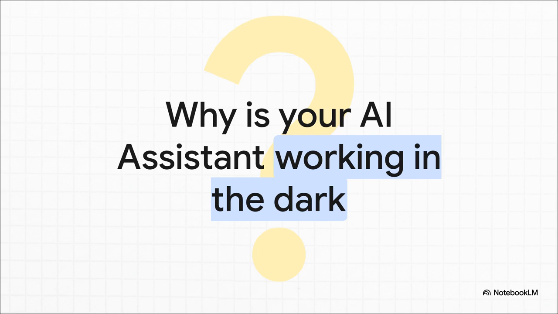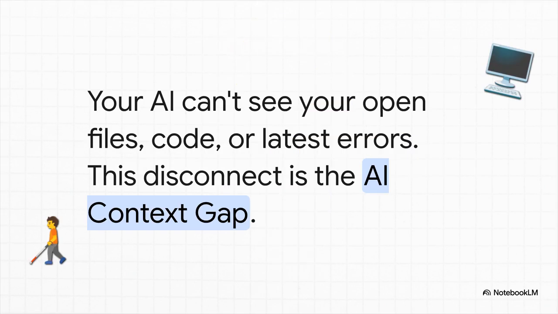You've got your whole project open, maybe an error log staring you in the face, but the AI, it has no clue. It's just sitting there in the dark. It can't see what's on your screen. It can't see the code you're working on or that brand new error message that just popped up. And that disconnect, that gap between the AI's brain and your actual workspace, that's what we call the AI context gap. And it's the number one problem we need to solve.